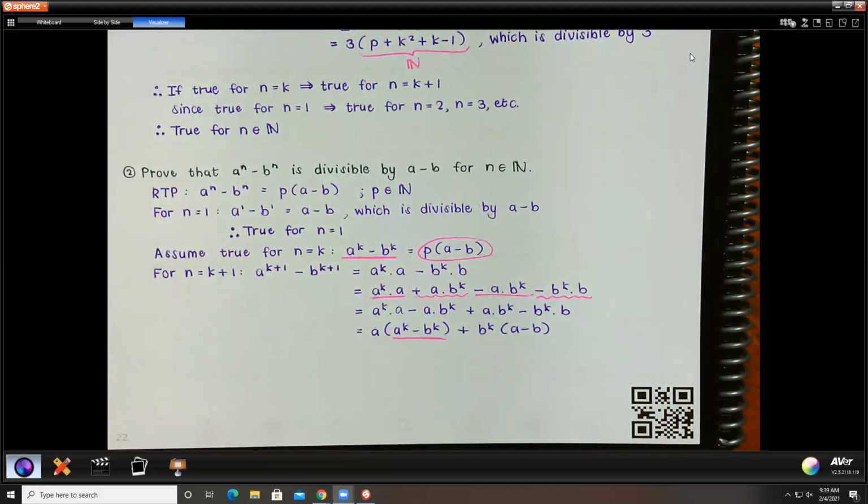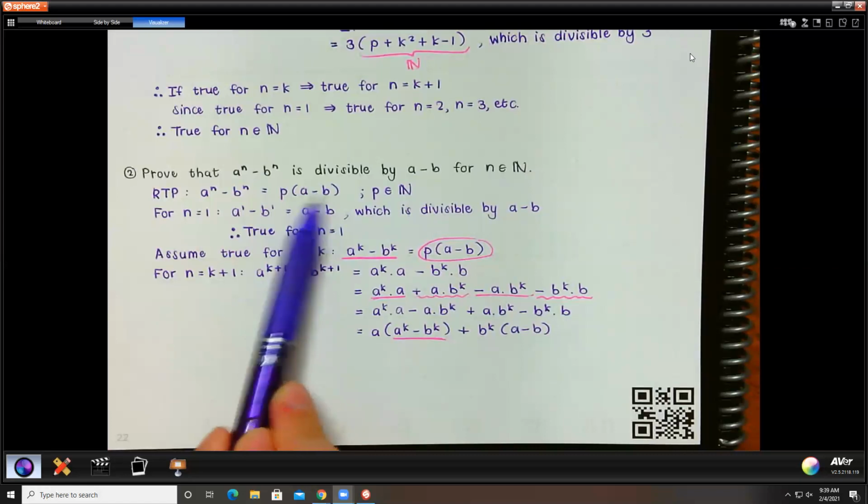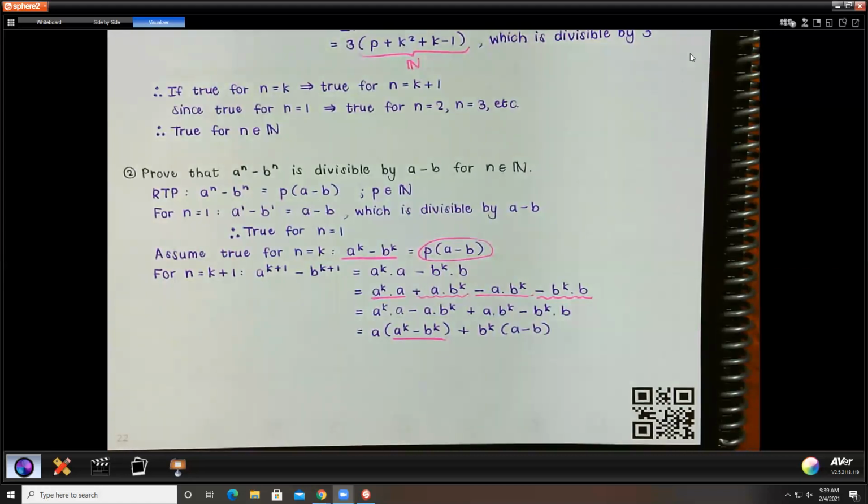a common factor. And remember, we're trying to show that this expression is divisible by a minus b, which is wonderful because if we can take a minus b out as a common bracket, that means that it is a factor of both terms, meaning that the whole expression is divisible by that bracket, a minus b.